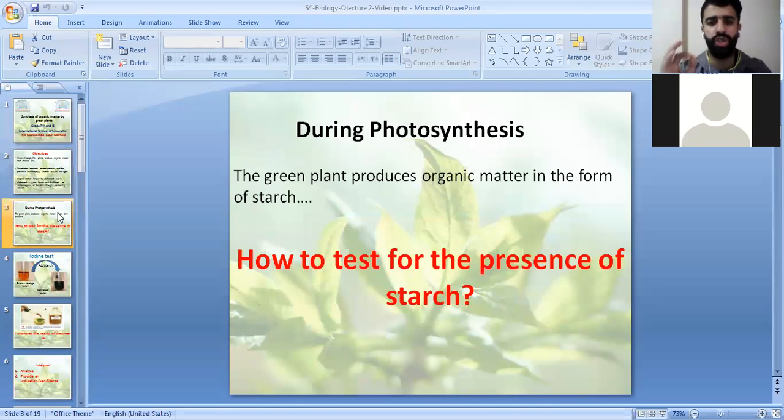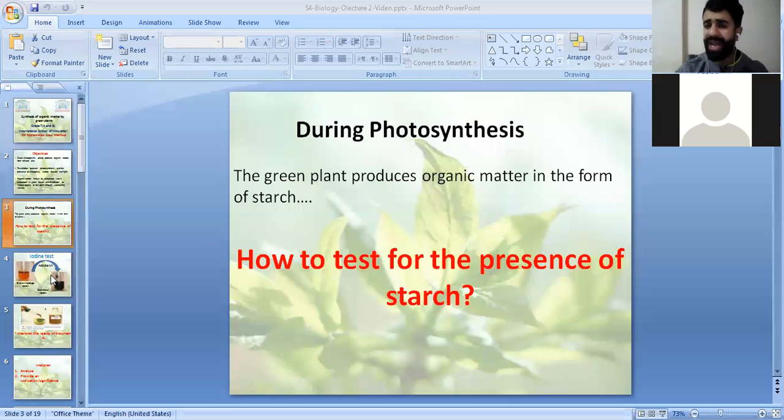What happens during photosynthesis? During photosynthesis, the green plants, to be more specific, produce organic matter in the form of starch. So during photosynthesis, we have an important product. What do we call it? We call it starch. So how can we test the presence of starch?